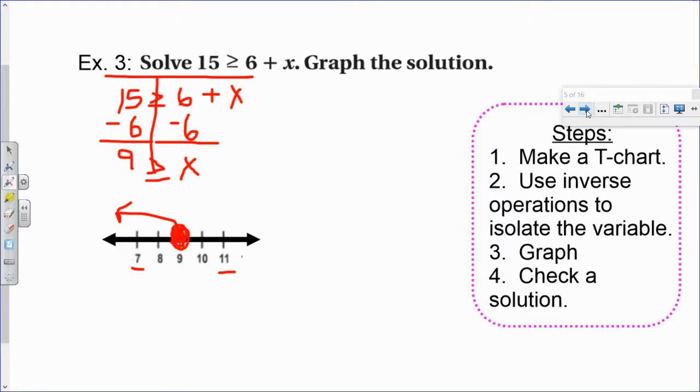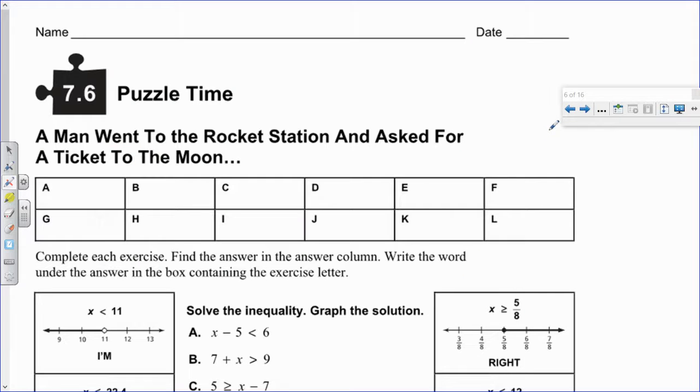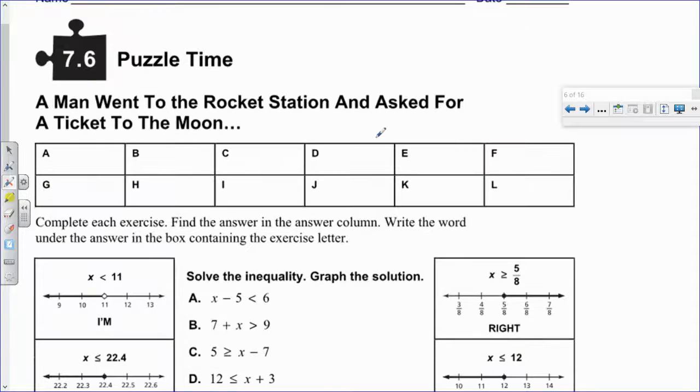All right. So what we're going to do for our assignment today is you guys are each going to see this puzzle time sheet, which is attached to your Google Classroom. And you are going to try to figure out this puzzle. It says complete each exercise, find the answer in the answer column, write the word under the answer in the box containing the exercise letter.